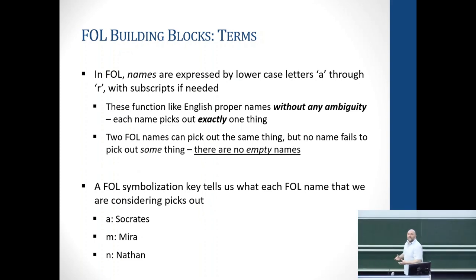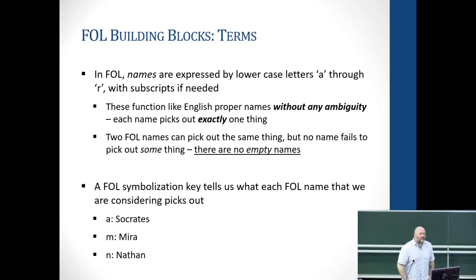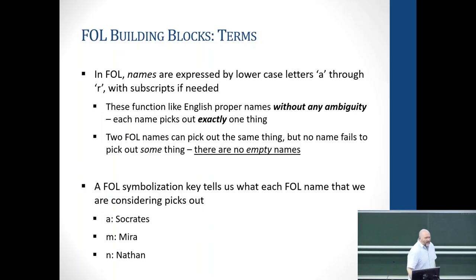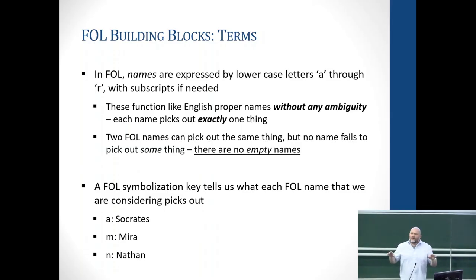So names we express with lowercase letters between A and R. We can use subscripts if we really want to go nuts, right? And they function very similar to English proper names with a few exceptions. First, there's no ambiguity. Each name picks out exactly one thing. So that means we're not going to have some kind of name like John that could potentially denote a bunch of different people. There's always going to be, if you have a name, it's guaranteed to pick out one thing.